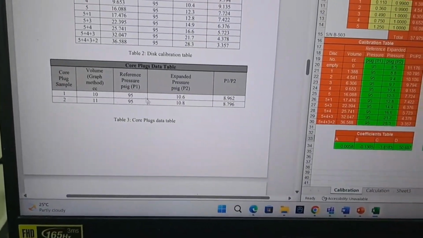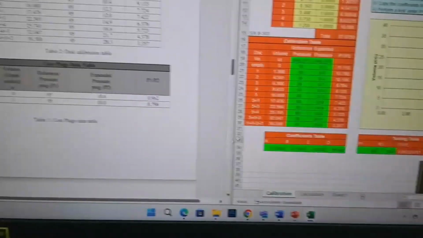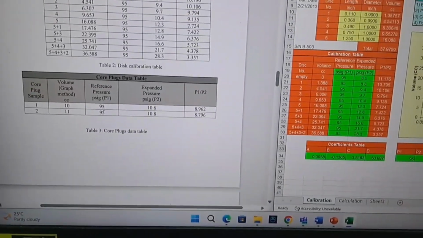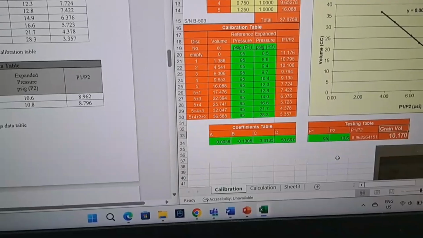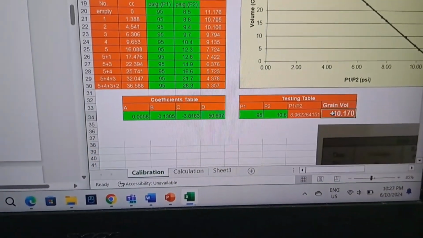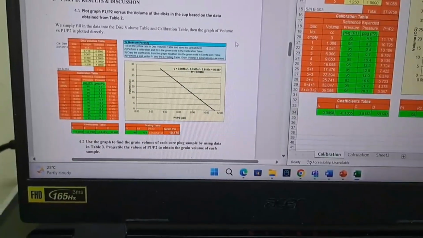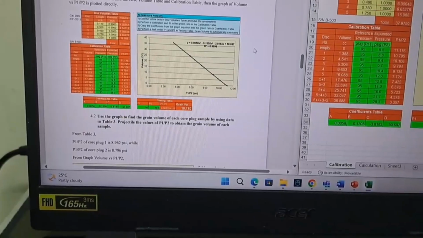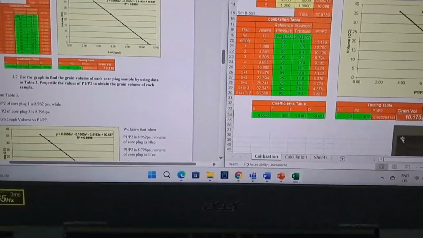Right, so you just input the P1 and P2. For example, in this case, P1 is 95, P2 is 10.6. You just put 95 and 10.6. Then you can get your grain volume. That's easy, right? So this is one of the ways you get a grain volume.